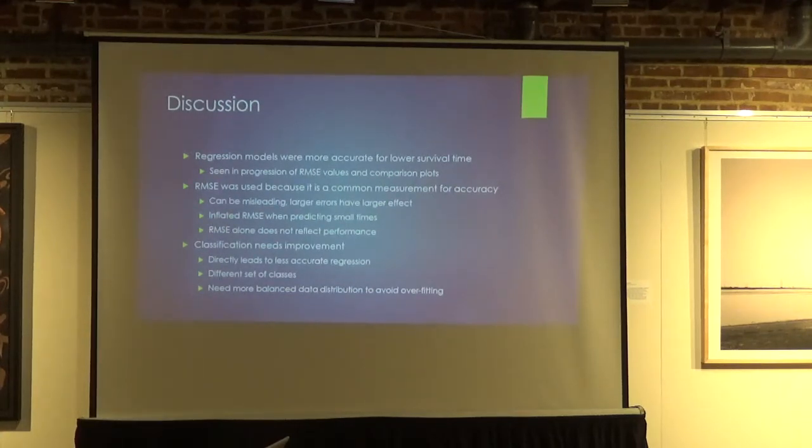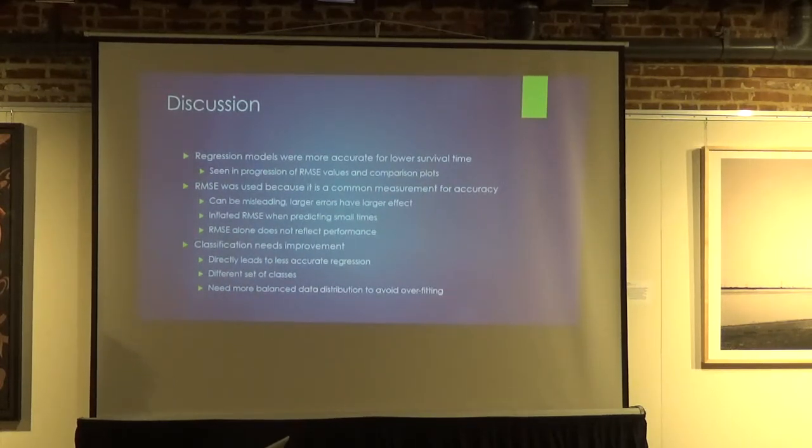In general, however, the regression models seem to be more accurate for the lower survival times, as can be seen in the progression of these root mean square errors and in the comparison plots. And so this root mean square error, this RMSE, was used because it is a common measurement of accuracy, but it can be misleading, especially because larger errors can have larger effects. It can also be inflated when predicting smaller times, and by itself, it does not reflect the performance.